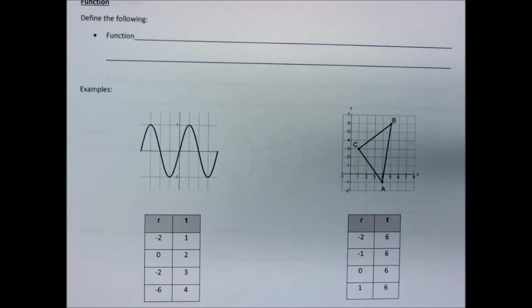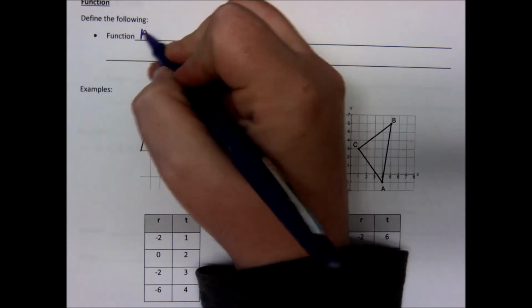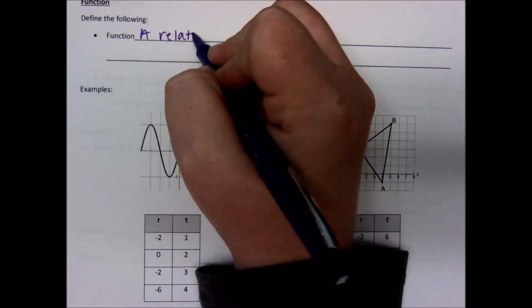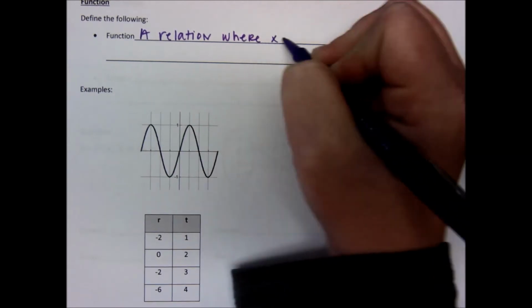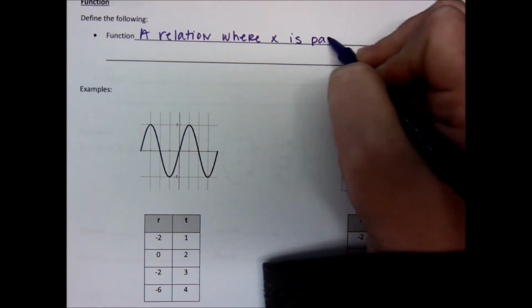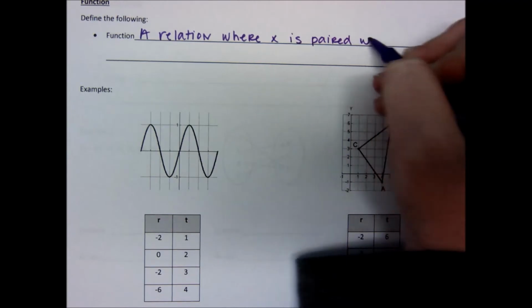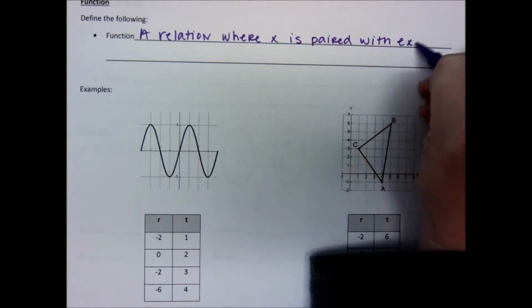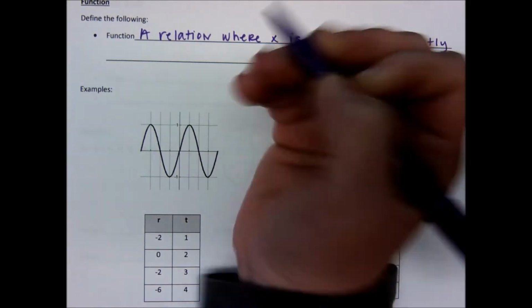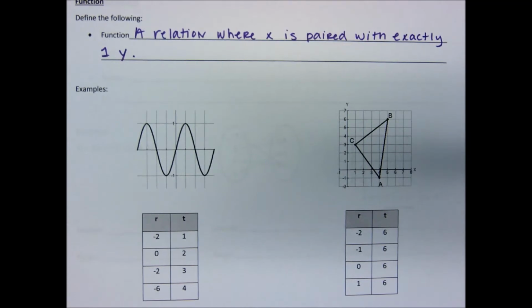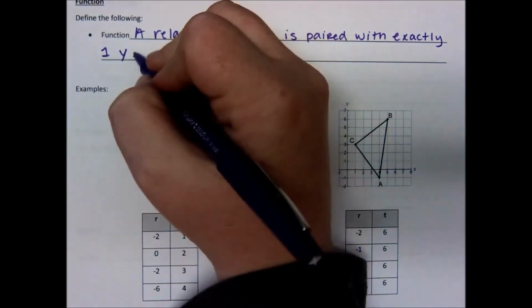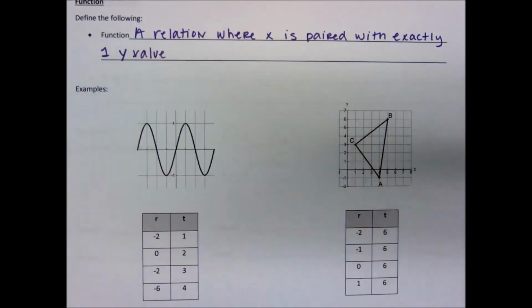Alright, so a function. Let's first define what it means to be a function. A function is a relation where x is paired with exactly one y value. So a relation is where x is paired with exactly one y, let's put value here. So what does that mean for us?